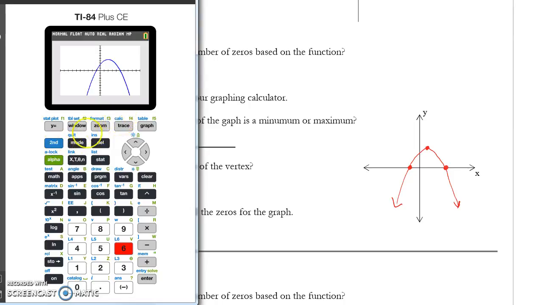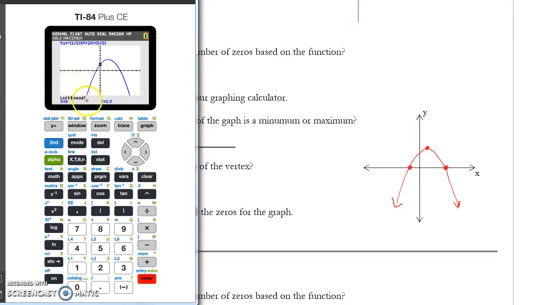So we have to, and it's in blue, so we have to hit the second button. Second trace is going to give me my list of things that I can calculate, and if you look, I can calculate a maximum. I know that this is a maximum point, so I have to choose maximum. Whether I scroll down and press enter or hit 4, it's going to take me here. Now the calculator is going to ask me a series of questions. It's really important that we do not do what we do first semester and just hit enter 3 times. We have to follow through these steps.